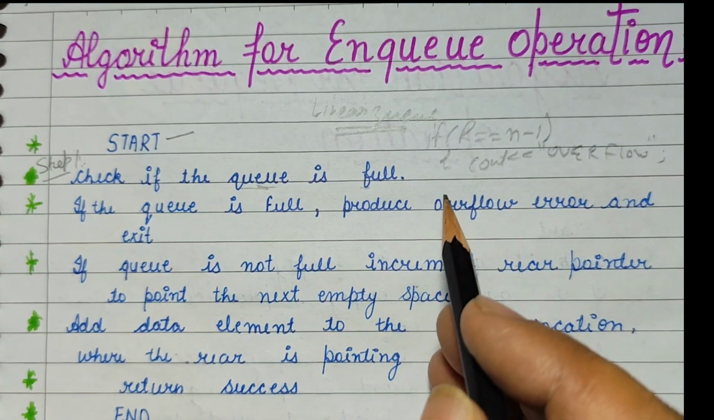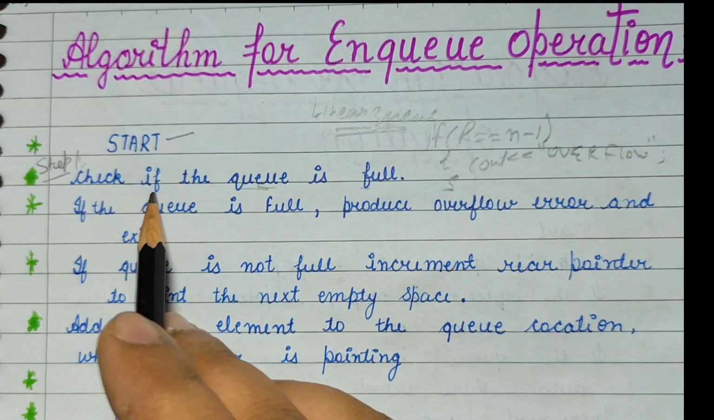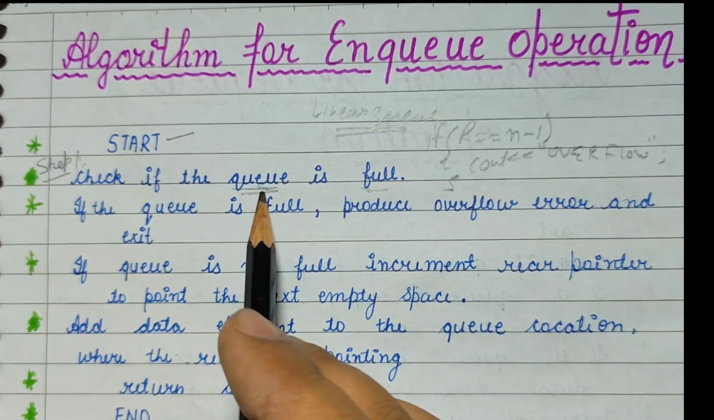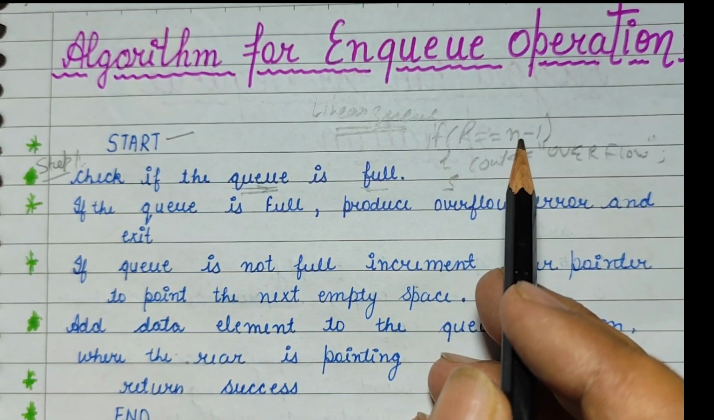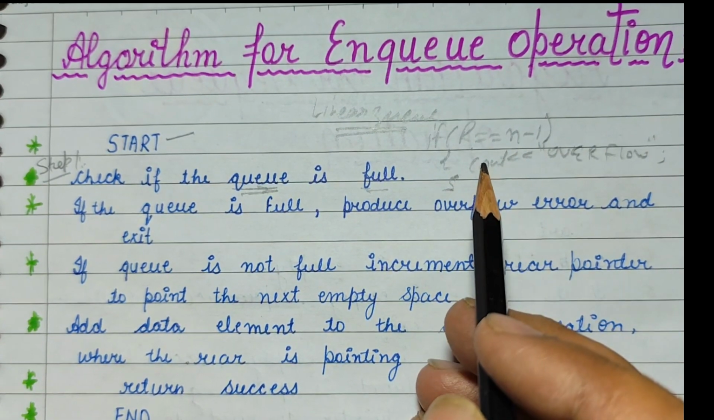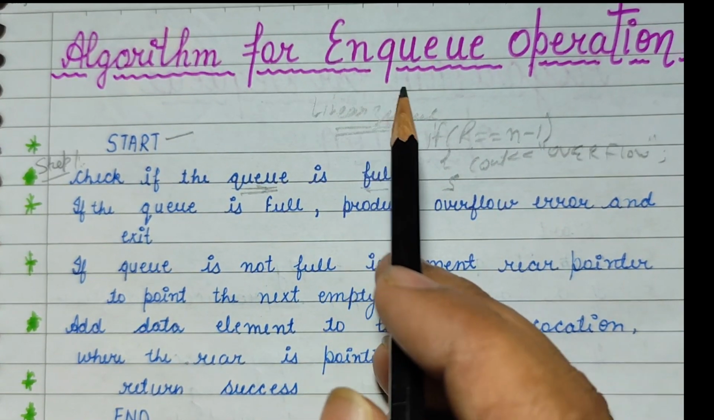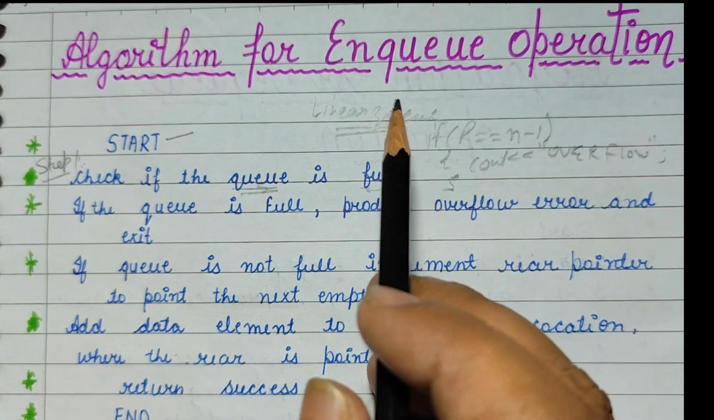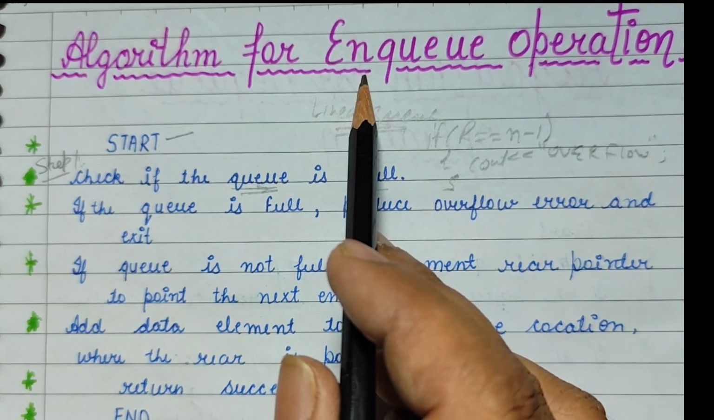So first we check if the queue is full. How to check if the queue is full? By using this condition: if rear equal to n minus 1, it means the queue is full. It means there is no empty space in the queue. We are not able to perform the Enqueue operation.